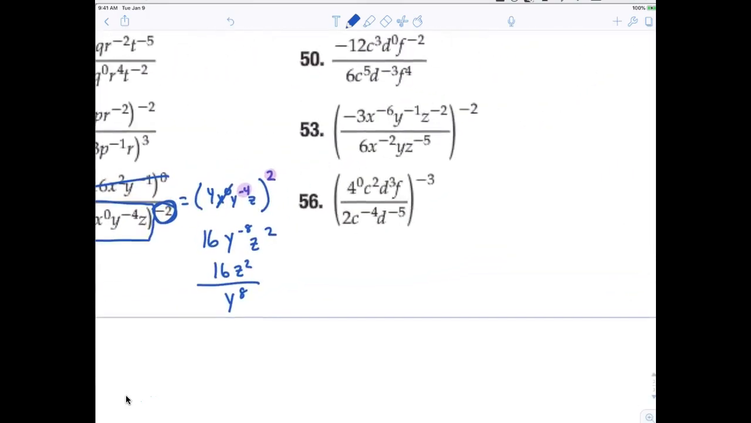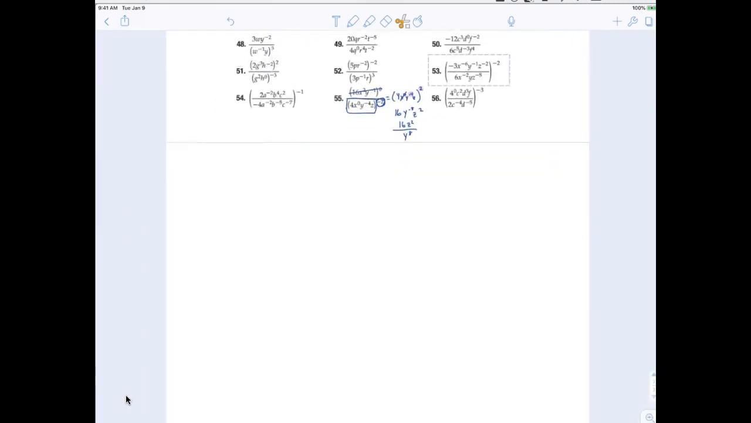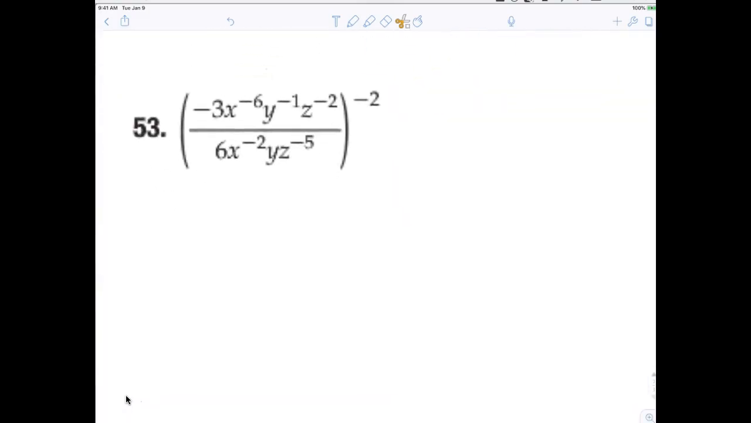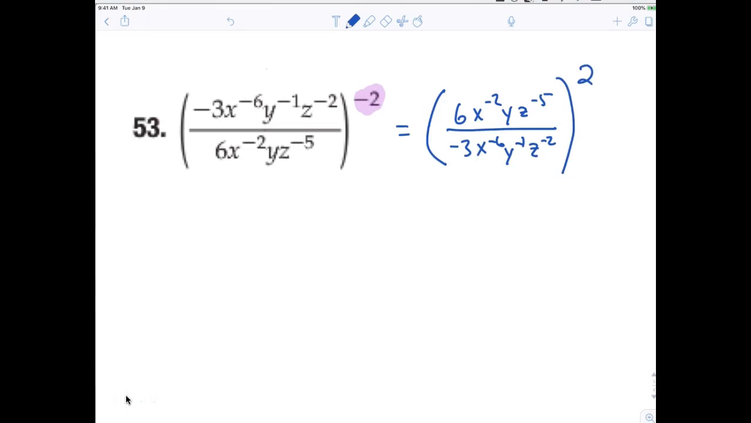All right, here we go. Now I'm going to pull 53 down. I probably would want you to copy number 53 down. Tyler, you ready? All right, buddy. Now, first thing you notice is it's to the what? So what do I have to do? Flip what? Yes, we have to flip both the numerator and the denominator. Everybody with me on this? So when I flip that, it's going to be this: equals, parentheses, 6x to the negative 2, y, z to the negative 5, over negative 3, x to the negative 6, y to the negative 1, z to the negative 2, squared. You see that?